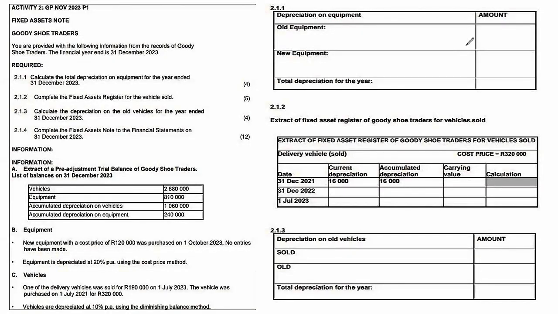You are provided with the relevant information for the financial year ended on 31st December 2023. So your accounting period ends on 31 December 2023. The first question is for you to calculate the total depreciation on equipment for the year ended 31st December 2023. Given the information, you have the following balances appearing on your trial balance.